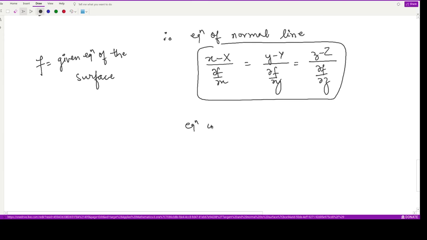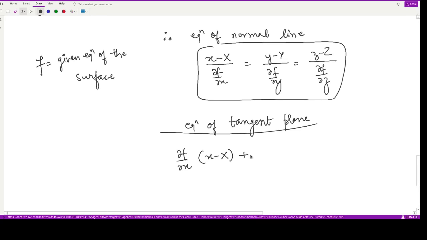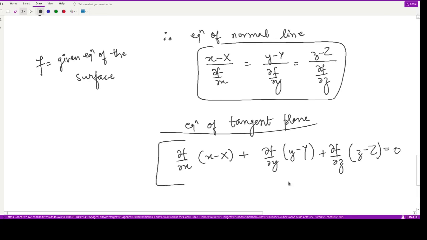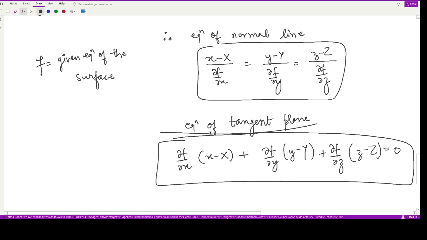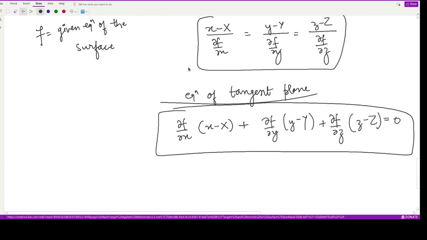The equation of tangent plane, what is this equal to? This is equal to del f upon del x into x minus capital X plus del f upon del y into y minus capital Y plus del f upon del z into z minus capital Z is equal to 0. So this is the equation of your tangent plane. Okay, so let us look at one question for better understanding.